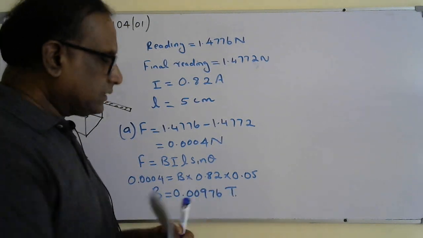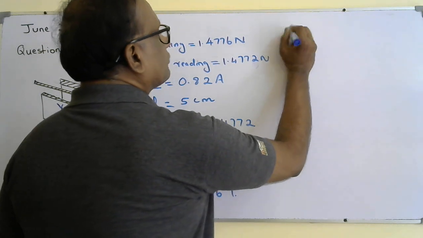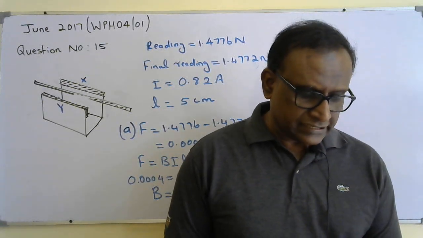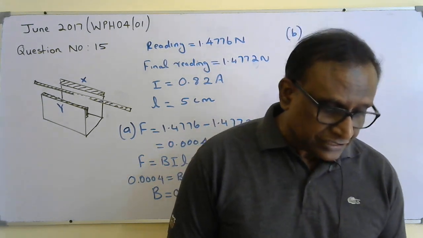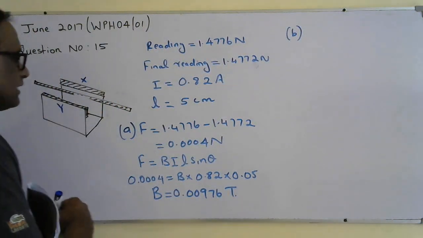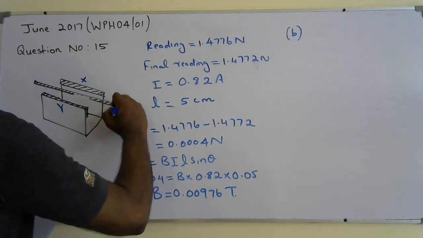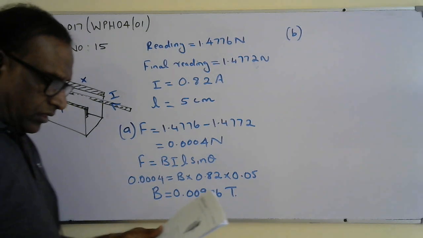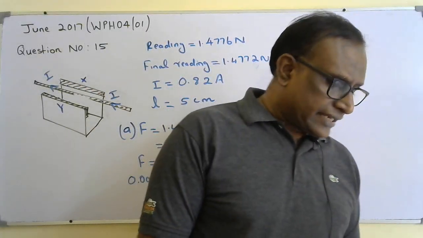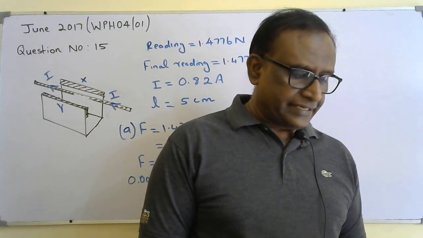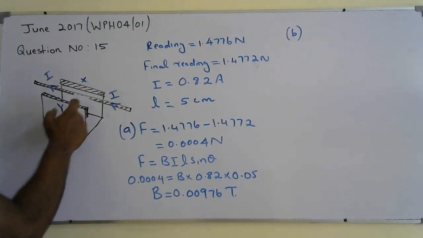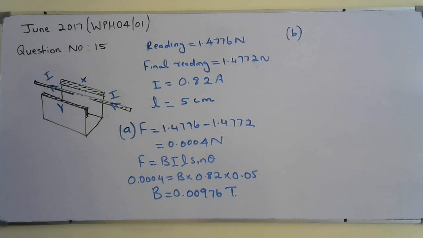Okay, B part of the same question. In the arrangement shown, the direction of the current is from right to left. So from right to left means the direction of the current is this way. This is the direction of the current flow. Explain why the direction of the magnetic field is from Y to X. Okay, why the magnetic field is from Y to X. This is North Pole and this is the South Pole. Why is it like that?